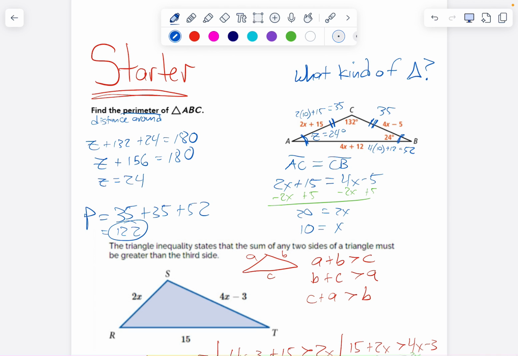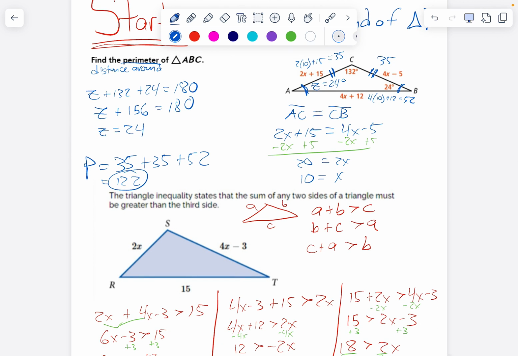Did anybody get that one correct? Nice. A couple of you. Okay, this kind of problem will be on your upcoming assessment as well. There are a lot of things being drawn into this problem.